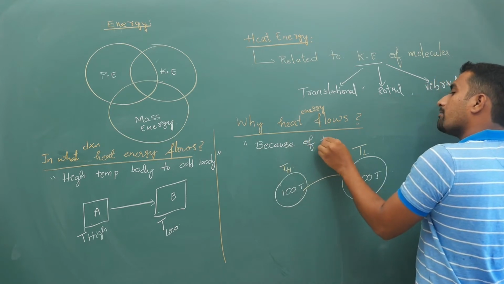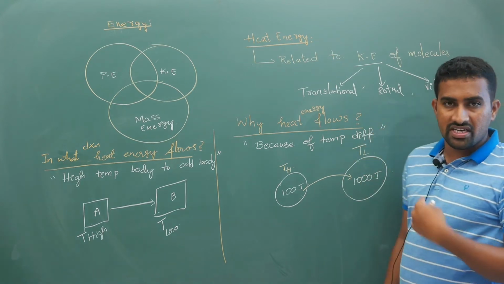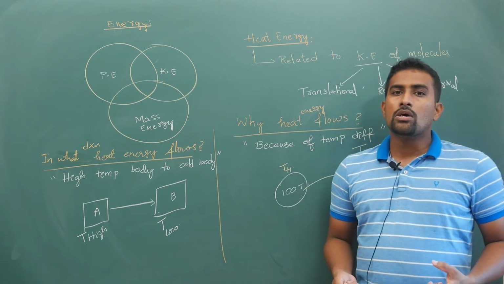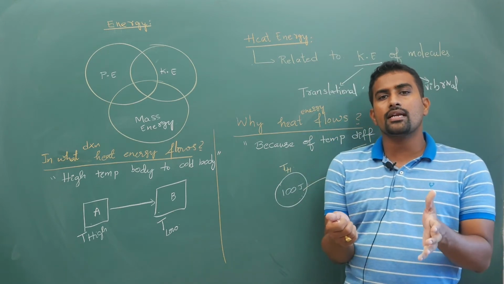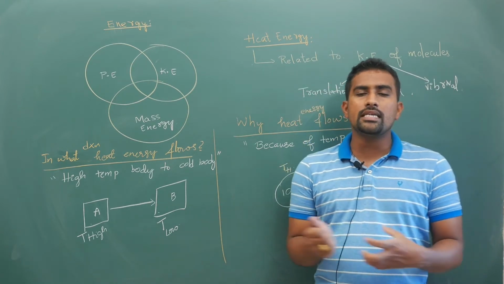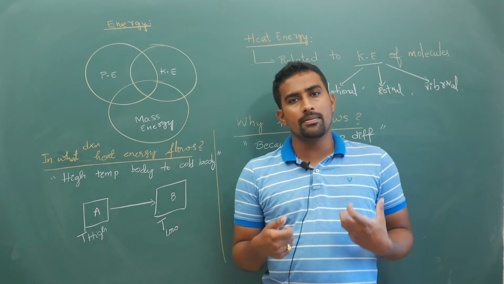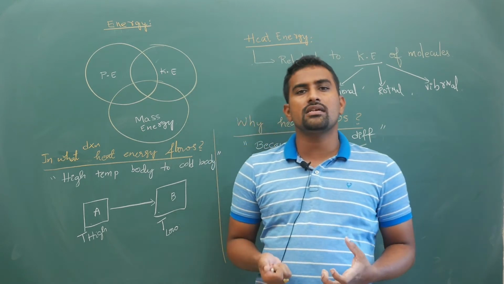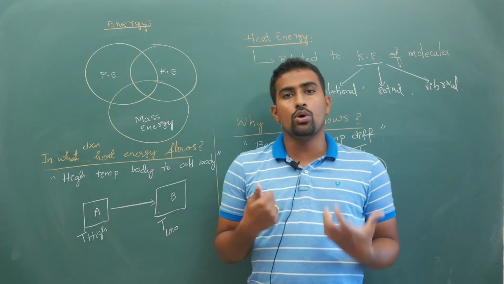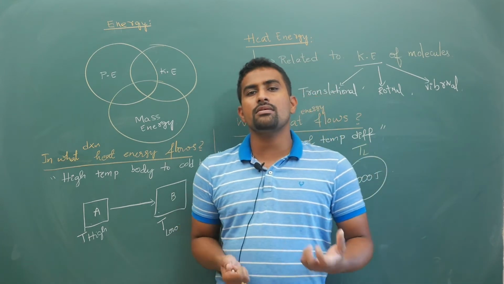Now, if you ask me why once again, if you go into details, having a temperature difference alone will not actually cause the heat energy to flow. Indirectly, having a temperature difference brings some difference in energies. Every system will try to acquire stability. Stability is a term related to potential energy, so every system will try to acquire stability by minimizing the potential energy.